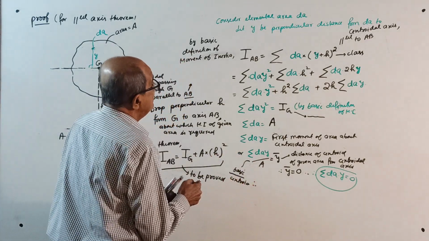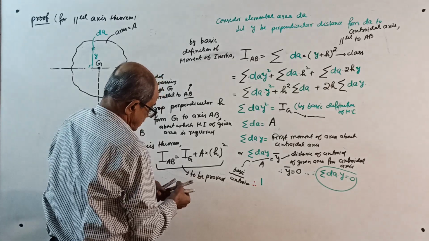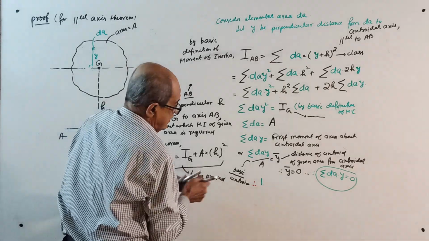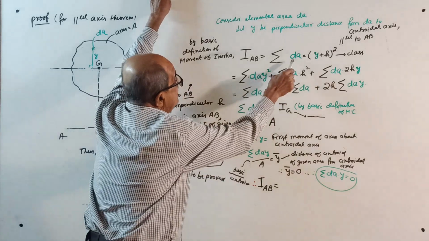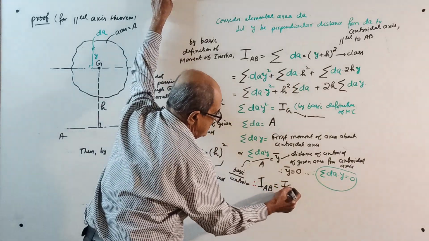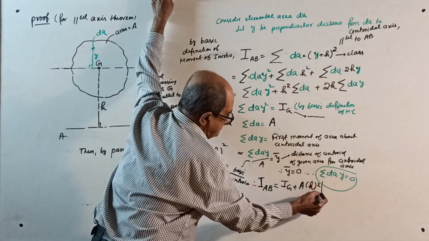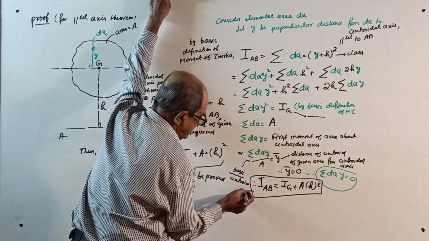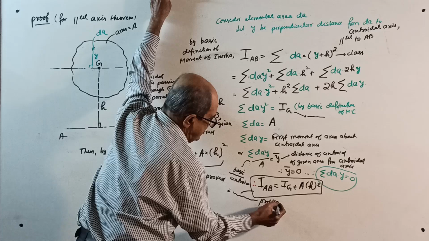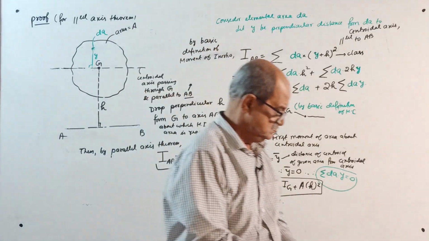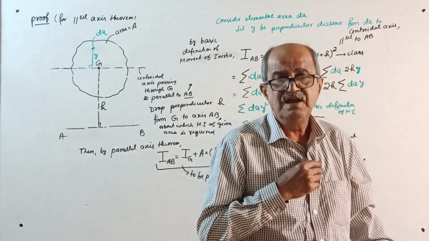Therefore, what you got? Your IAB equals, as the result now, IG plus A into H square. A into H square right here. That is, parallel axis theorem is proved. Parallel axis theorem is proved. Okay, sufficient. Now, I will go to the next, the perpendicular axis theorem. Today only I will finish it. Not much.